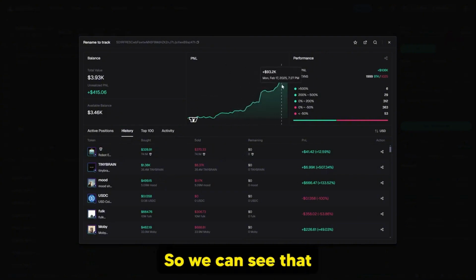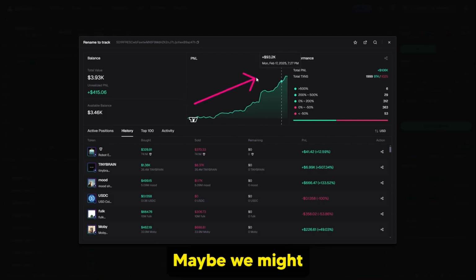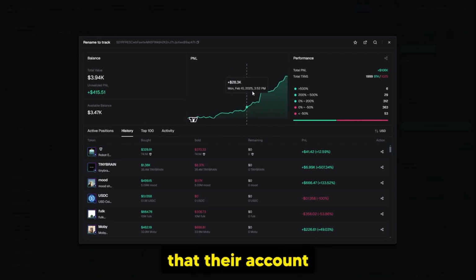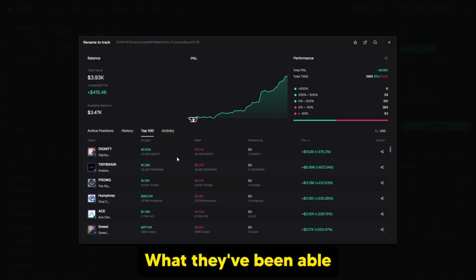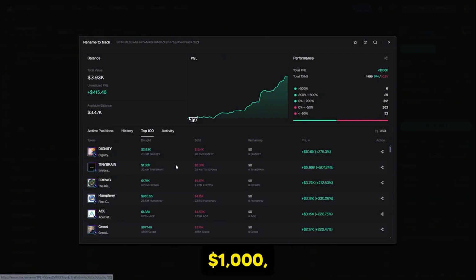This is really useful, so we can see that, okay, this is a wallet. The balance has started to go up. Maybe we might want to track this wallet, considering they've provided us with some really good data in terms of showing us that their account balance is increasing. So maybe this is going to be a wallet that we want to trade. Of course, we can see the top 100 trades, what they've been able to do. On this one, they bought $1,000, managed to make $7,000. On this one as well, they managed to do that as well, and it looks really good.